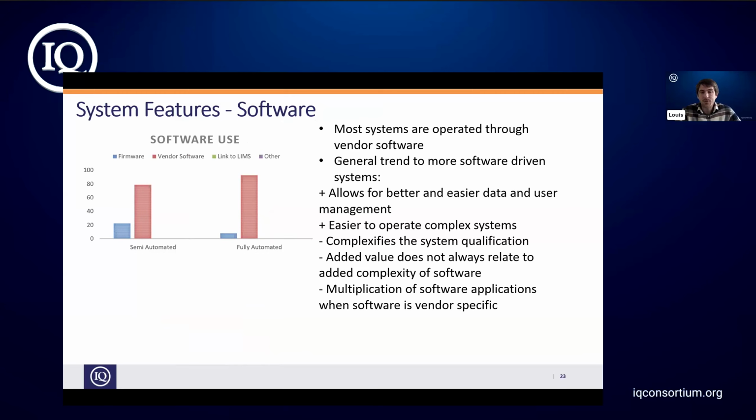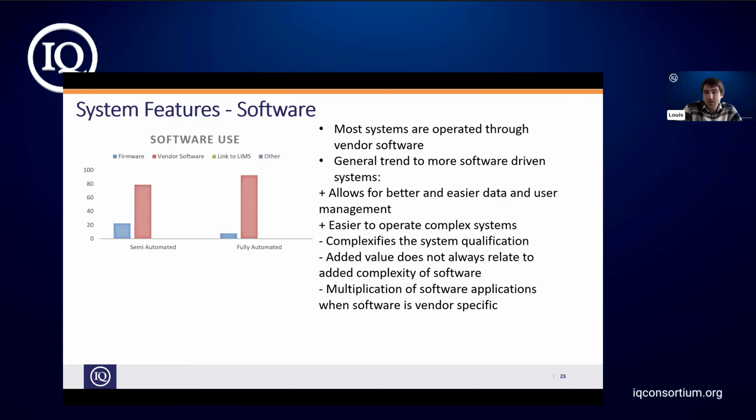Then we also asked about software use, also discussed in the introduction. We see more and more software. So we asked people how they actually operate their semi or fully automated systems. So we see that for semi-automated systems, there's still a minority, around 20% of people, who operate the system purely through firmware, but the majority is already using the vendor software. And for the fully automated system, that balance is shifted even more towards running it through the software. And that's a general trend, I think, that we see more and more software driven.